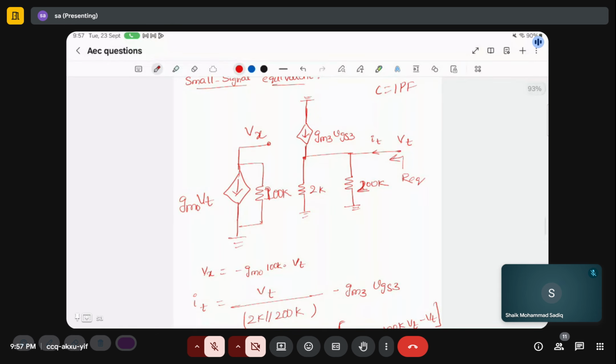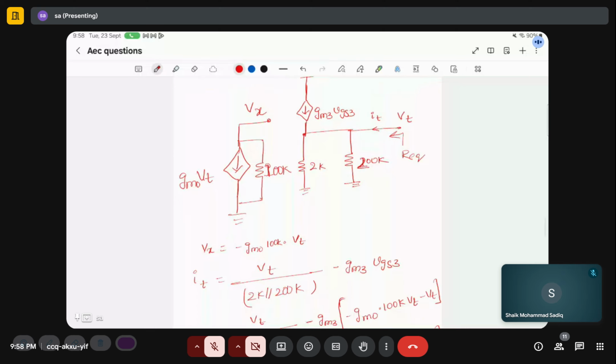To find any equivalent resistance, the simple thing is to find the ratio of voltage by current. Apply a voltage source there. Find out the relation between that voltage and current. You will get R equivalent. R equivalent is nothing but V test by I test. To find this, you just need KCL and KVL.